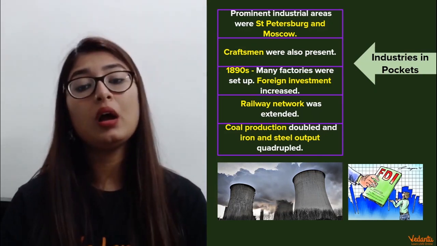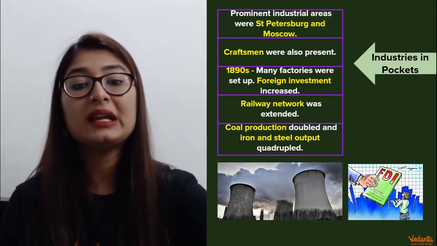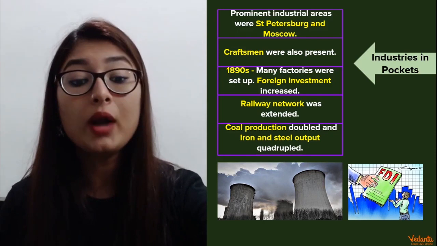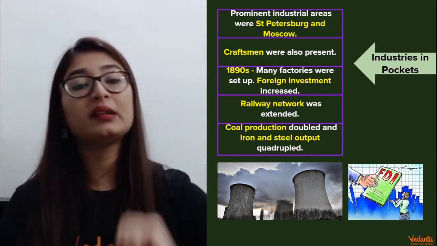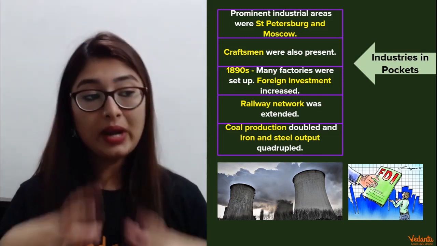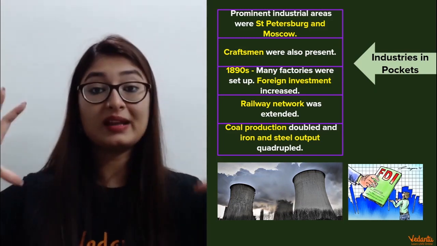Okay. Now, apart from this, what happened by the 1890s, a lot of factories started being set up. Now, what was the reason behind this? Why did this change happen all of a sudden in 1890? So, the railway network was now extended. The railway network has expanded. The network was very strong now.